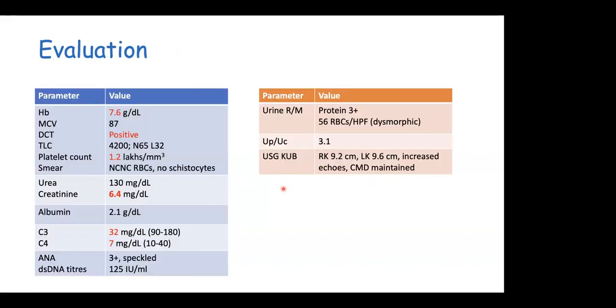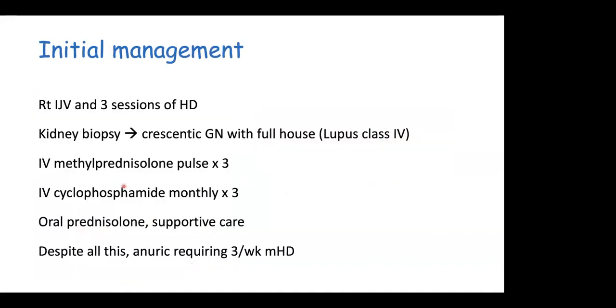So now you make a diagnosis of lupus nephritis. You know that there is crescentic GN, full house nephropathy, ANA 3+, so we are reasonably sure of the diagnosis. Subsequently an IJV hemodialysis catheter was placed and hemodialysis was done. The kidney biopsy had shown a crescentic GN with full house, probably class 4 lupus nephritis. The child was started on immunosuppression. Typically, you would give methylprednisolone pulses. And here, the child was started on monthly cyclophosphamide pulses. The child had received 3 sessions of IV cyclophosphamide monthly for the next 3 months. However, the child continued to remain dialysis dependent, hence was subsequently referred to us.